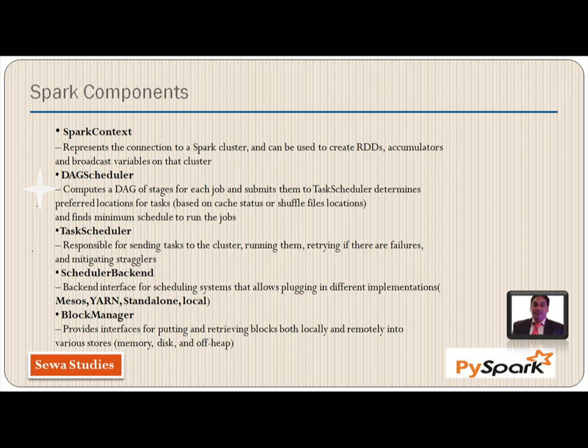DAG scheduler is the directed acyclic graph scheduler. It is basically used to submit your job to the task scheduler, determine the preferred locations, cache status, and shuffle files and locations, and find the minimum schedule to run the jobs.